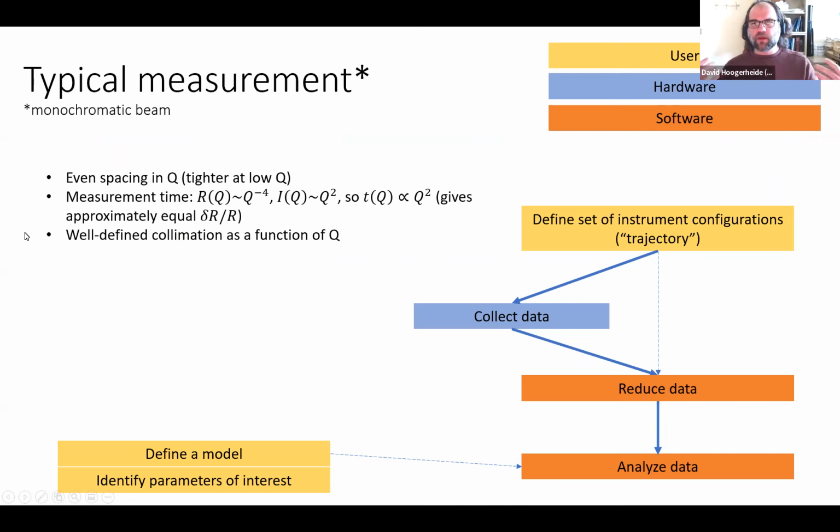So this is something where we would define at the beginning something called a trajectory, where we say, these are the Q points I'm going to measure at. This is the amount of time I'm going to spend at each one of those Q points. This can be a complicated relationship, but it's all set at the beginning of the measurement.